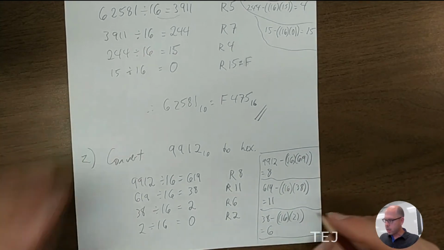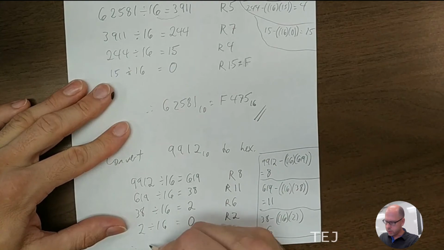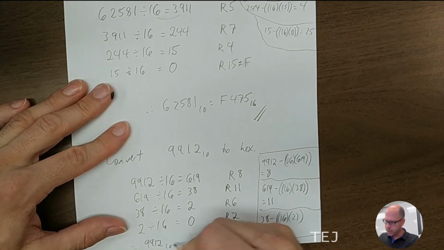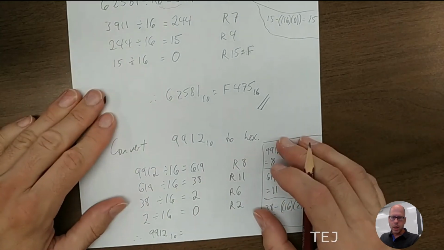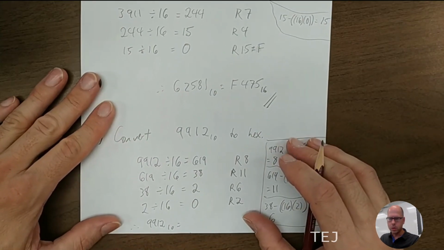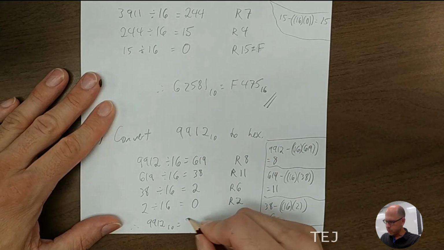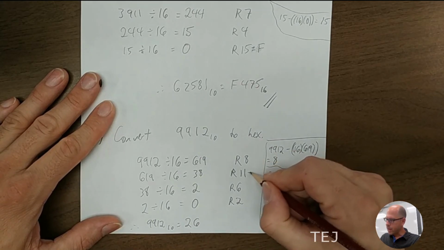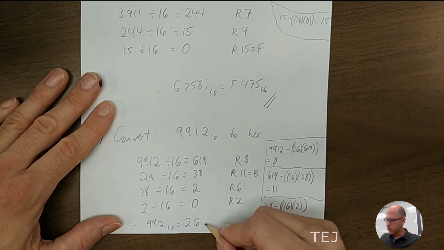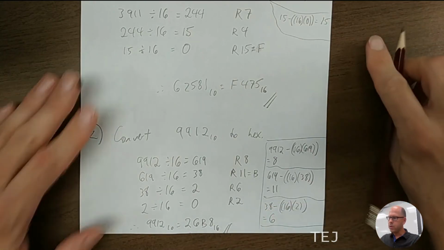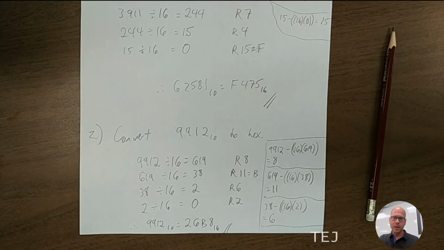So it looks like our value, therefore, 9912 base 10, and I hope you can see my page. Yep, 9912 base 10 is equal to, starting from the bottom, 2, 6, 11 has to be translated into hex, so that's B, 8. 26B8 base 16. And that's how you do decimal to hex. Not one of the more pleasant calculations, but we have to know it. Okay, that's it for that.